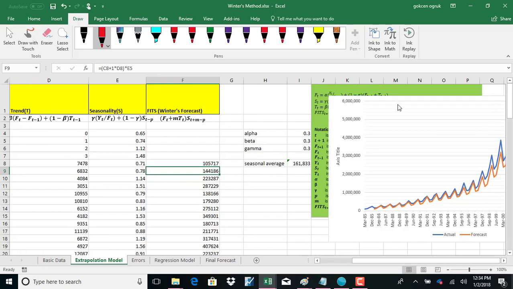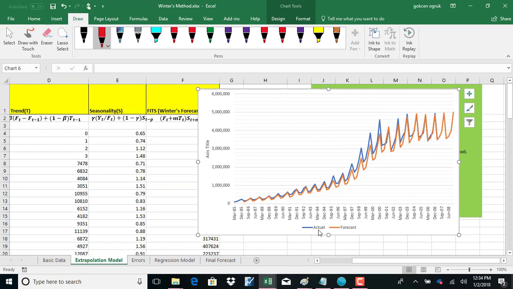Let's check our graph. Here the blue line is the actual data, and the orange line is the forecast that we find using Winter's method. Our forecast matches the actual sales quite well. I mean, it follows the general trends. However, we can still improve on this forecast by adjusting alpha, beta, and gamma.